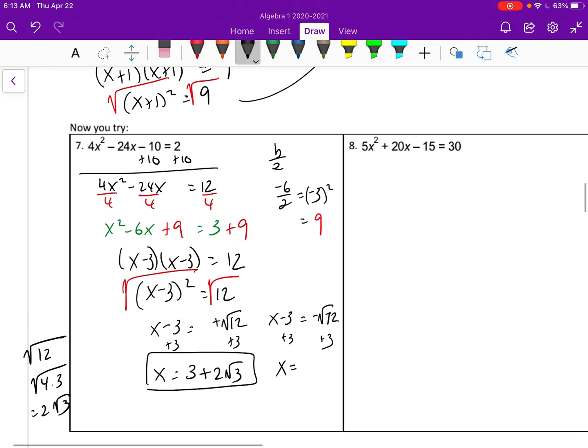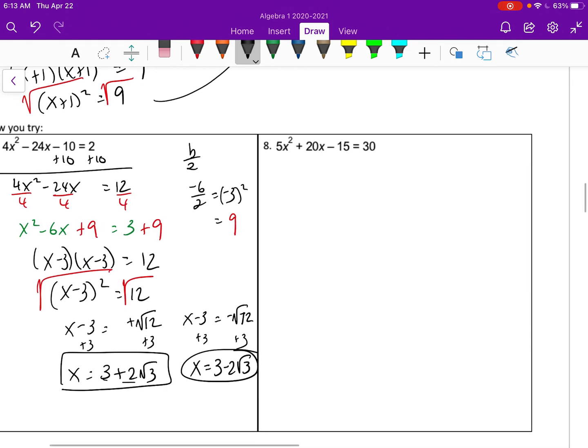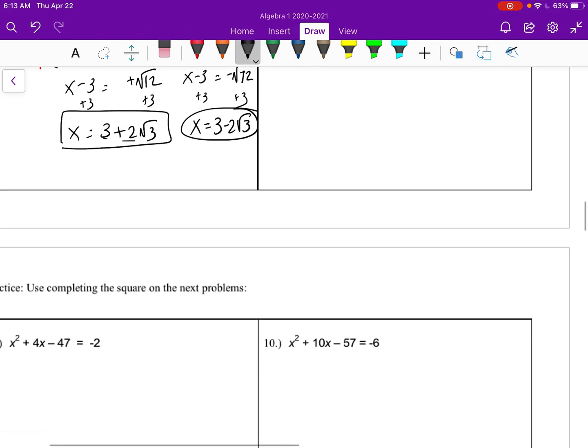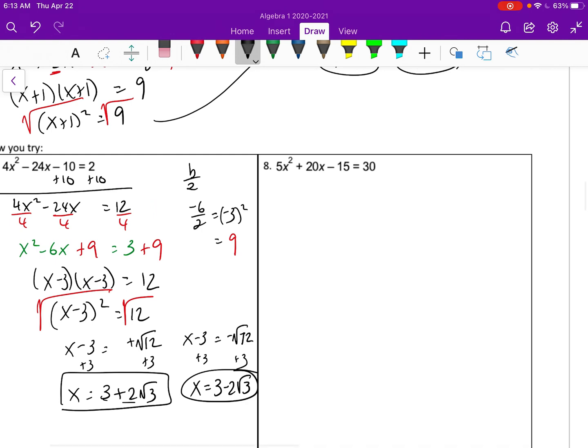And over here, I'm going to say x equals 3 minus 2 root 3. Once again, same thing. Can't combine the 3 and the 2. Right? I can't actually add those and say it's 5 root 3. That's not the same thing. All right. Hopefully you got the same answer, or at least very close to it, maybe with the root 12s. All right. I'm going to do number 8 for you as well.